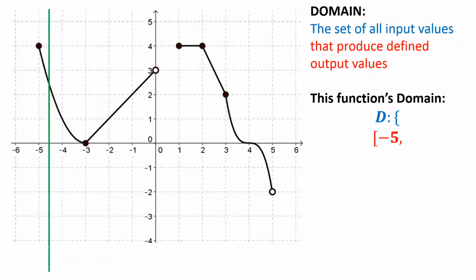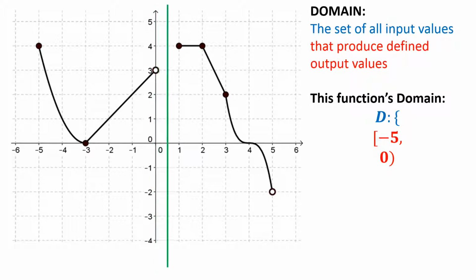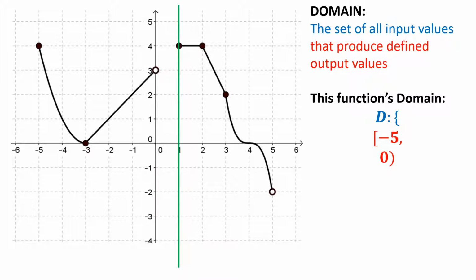I'll continue scrolling now to the right. I have outputs at all of these x values all the way up to 0. When x equals 0, I'm at the end of my first part of the graph, and you see that open circle there. So at x equals 0, I'm going to put a round bracket to say that everything up to 0 is included, but not 0 itself. Now notice between x equals 0 and x equals 1 that there are no outputs until I get to x equals 1.